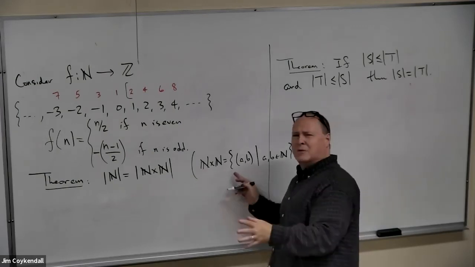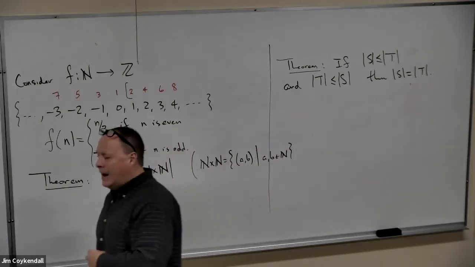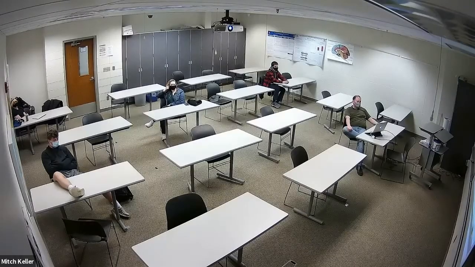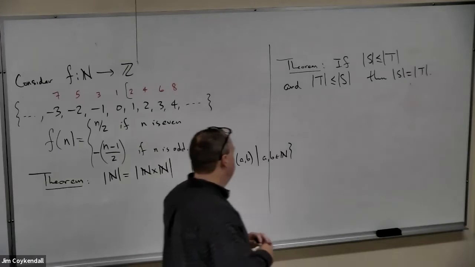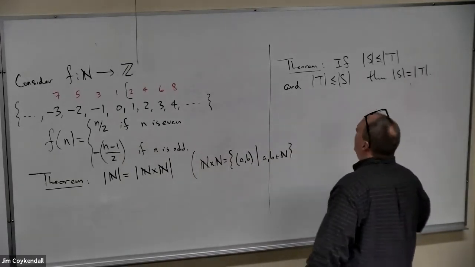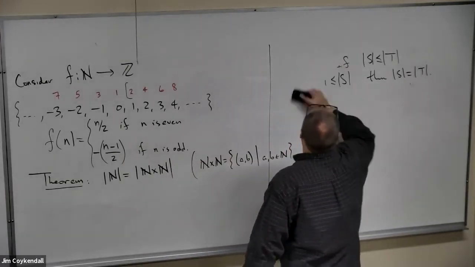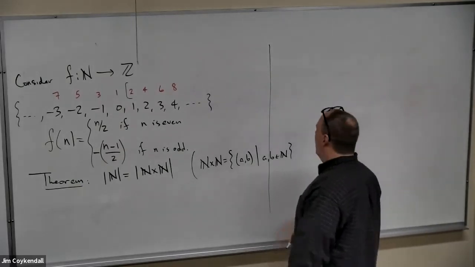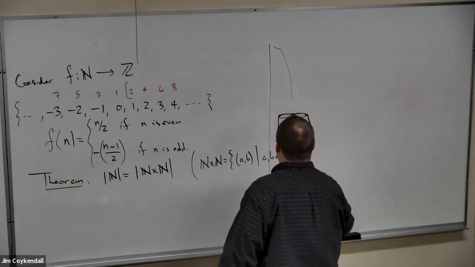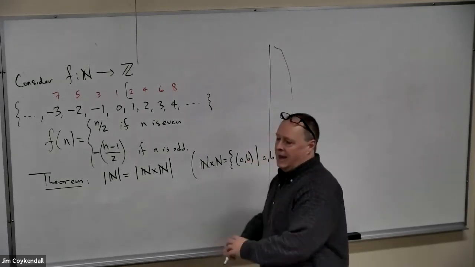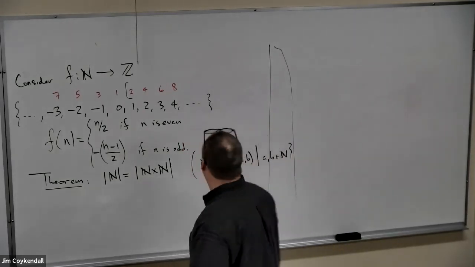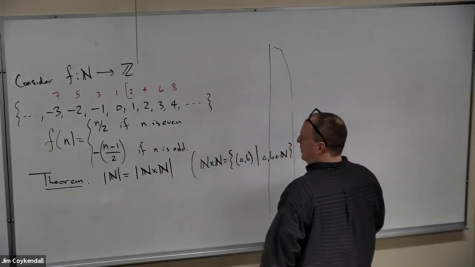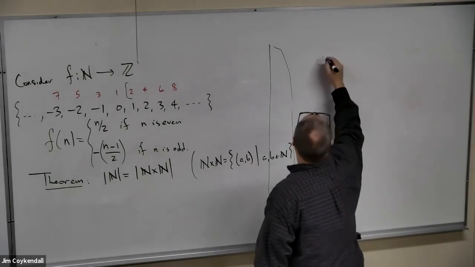It seems like this would be much bigger, but they're actually the same size. This one's a little harder to see. I'll give you actually two functions that work with this. One way that you can show that the natural numbers and the ordered pairs of natural numbers pair off is this way. Let's write down ordered pairs of natural numbers.